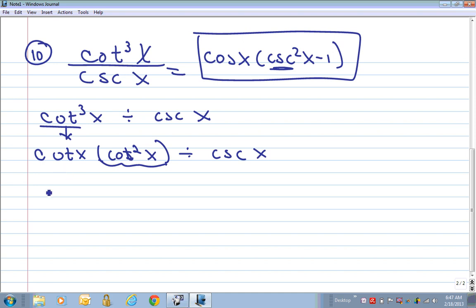So I'm going to keep the original cotan. I'm going to change this to my Pythagorean identity, which would be cosecant squared x minus 1. And I'm going to say divided by, and this time I'm going to go ahead and change my cosecant, because I can't divide away this minus 1, that's not going to help me. I'm going to change my cosecant to 1 over sine. And again, this is going to seem easy when I do it.